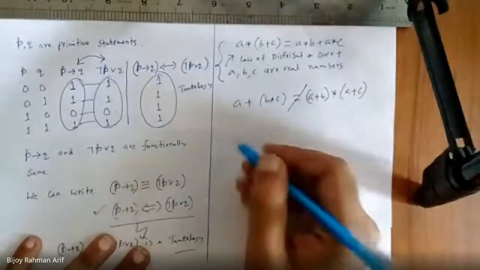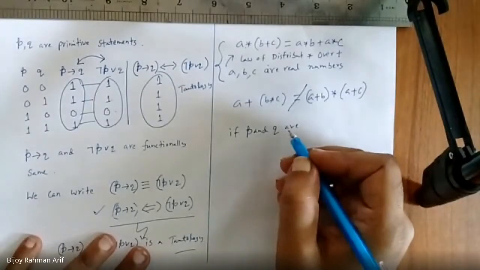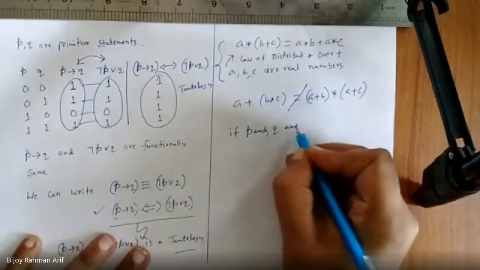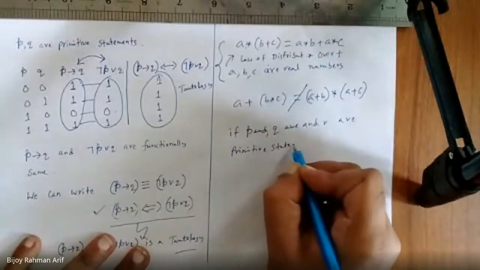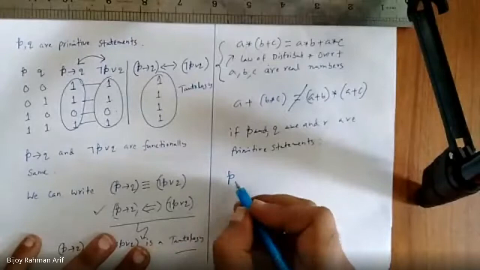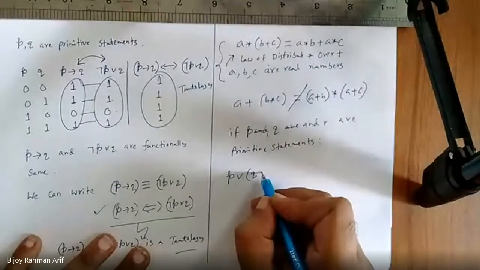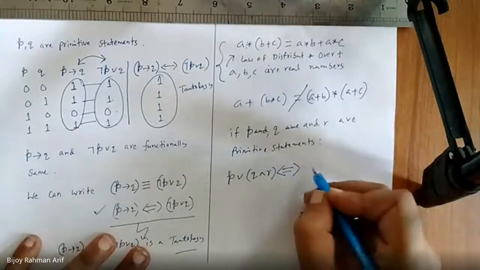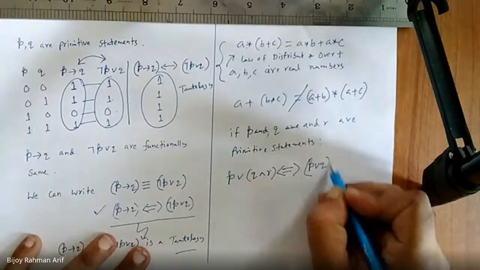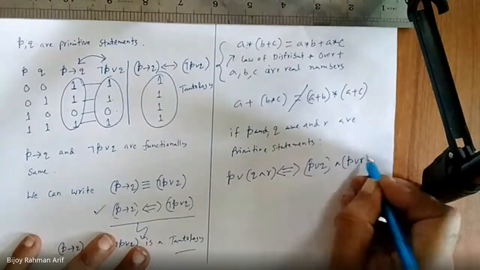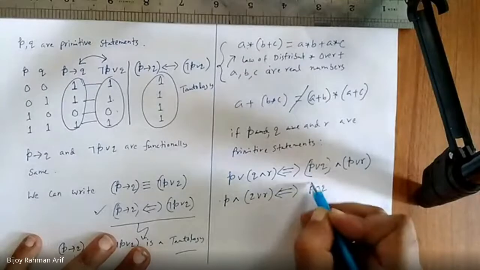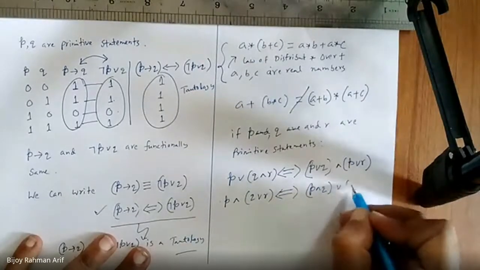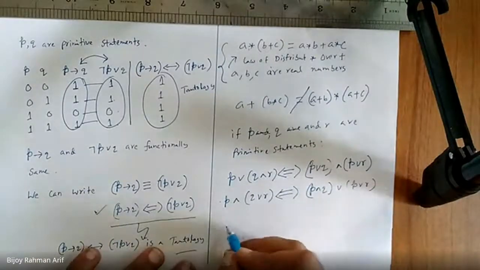But if P and Q and R are primitive statements, then P or Q and R is logically equivalent to P. What type of law is this? This is also distribution, right? Yes, law of distribution.